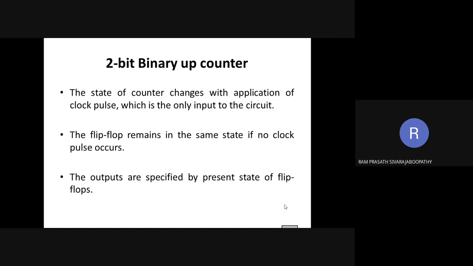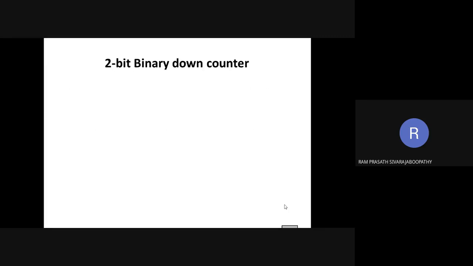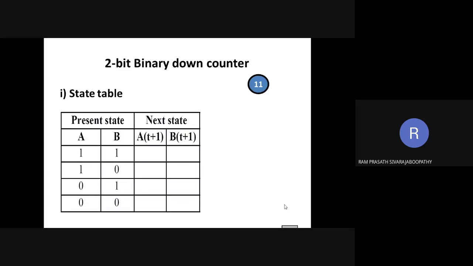This is also theory, the same story as before. Fine. State table part. From 1 1, what did we say the next state is? 1 0. So what about A of t plus 1 and B of t plus 1?